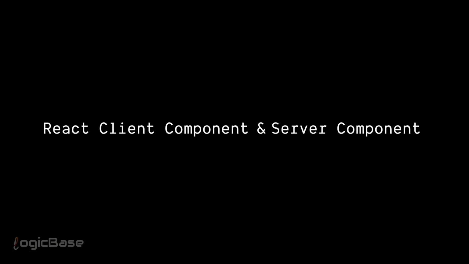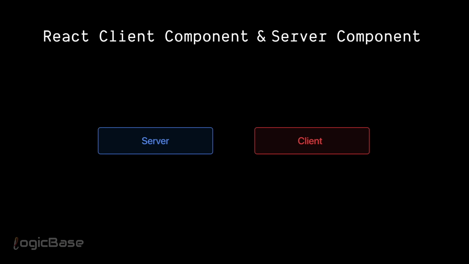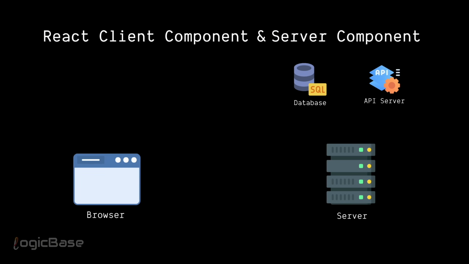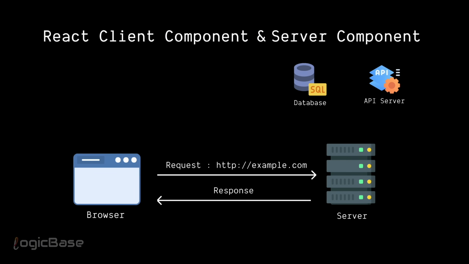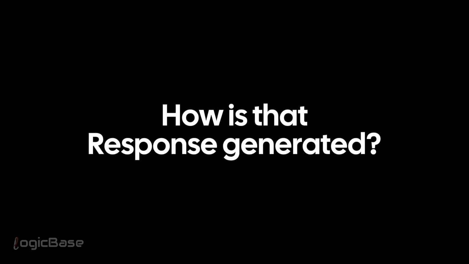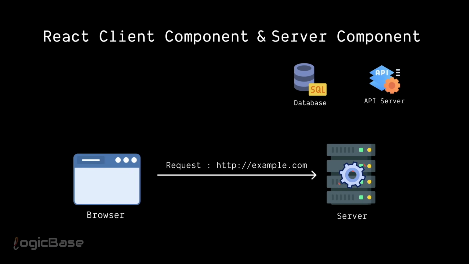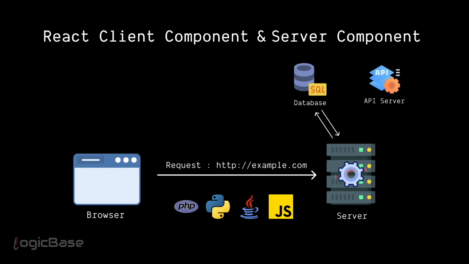But to do that, we need to briefly understand how a web page is rendered on both the server and the client. Whenever you hit a URL from your browser, the server receives that request and sends back a response. But how is that response generated? When you request a page, certain operations happen on the server. The server might be running PHP, Python, Java, or JavaScript. Basically, any server-side language. It processes the request, fetches data from a database or from some external API, and finally generates a web page, which is ultimately just an HTML page.